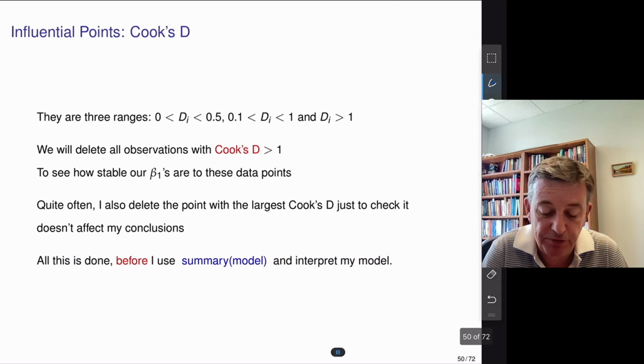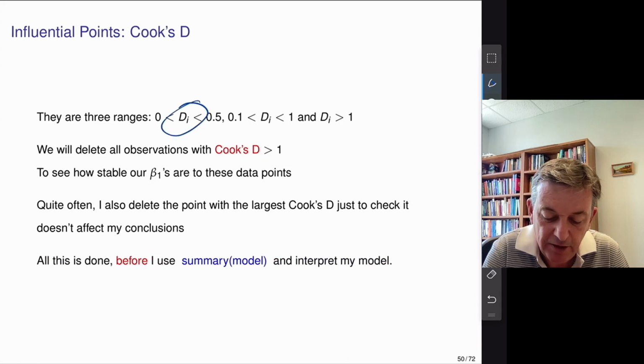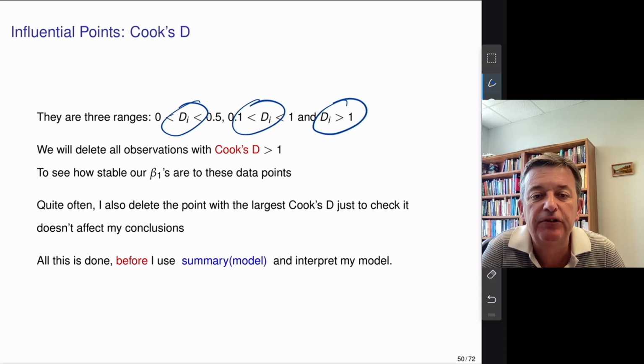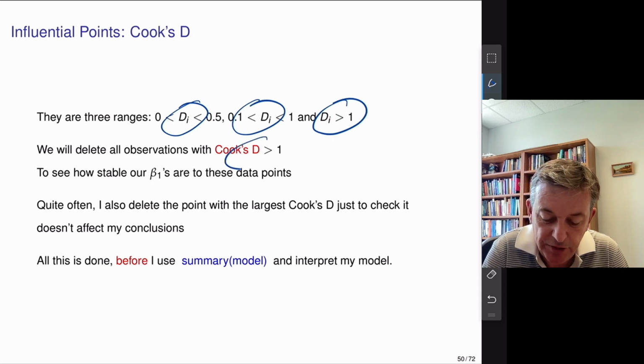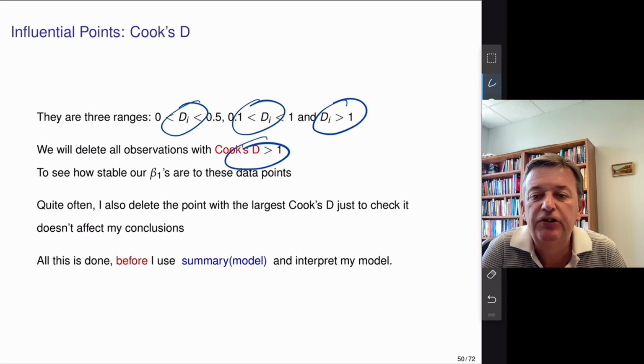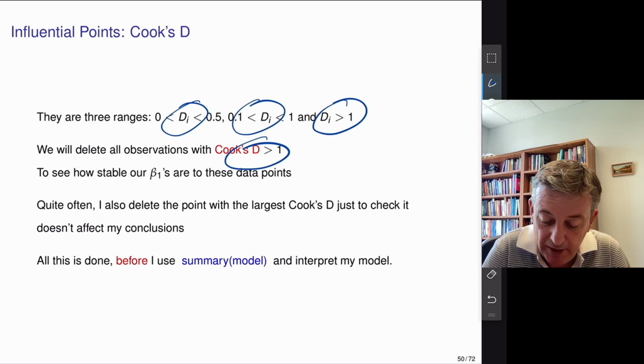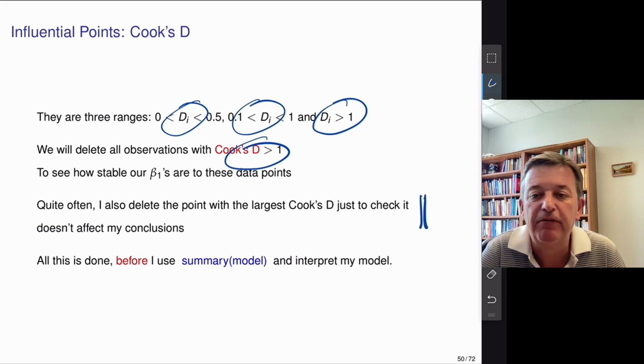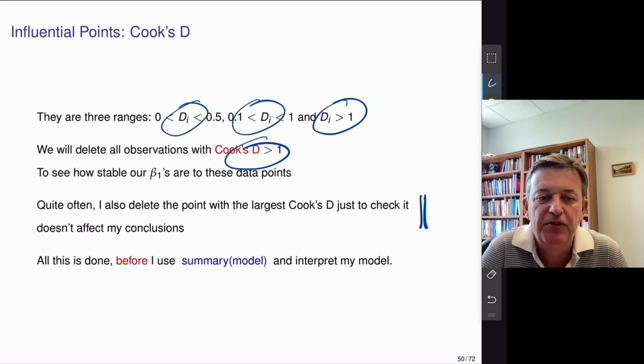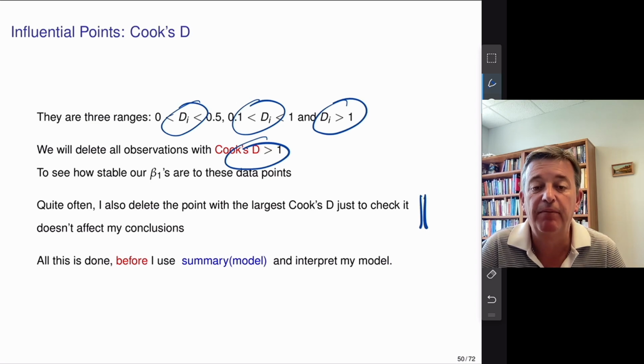As I said before, there are 3 regions. You'll see there'll be a 4-in-1 residual plot, so you'll see the 3 regions. As I said, anything with a Cook's distance bigger than 1 will generally be a warning sign that you want to take a look at it, take it out and see whether things change. Just as a matter of good practice, I generally delete the point with the highest Cook's distance just to check it doesn't affect my observations.